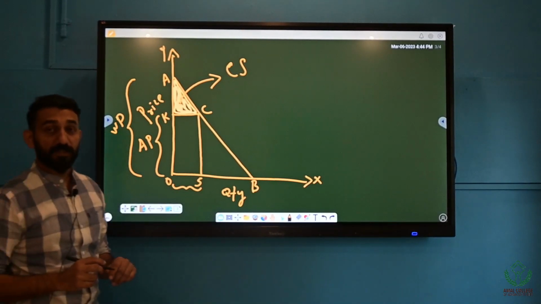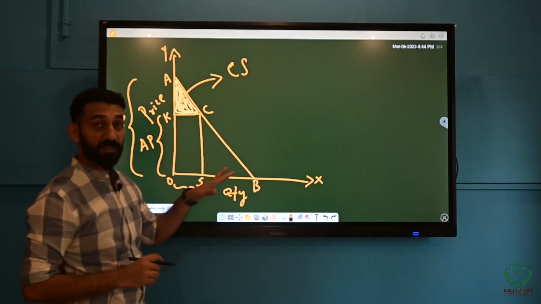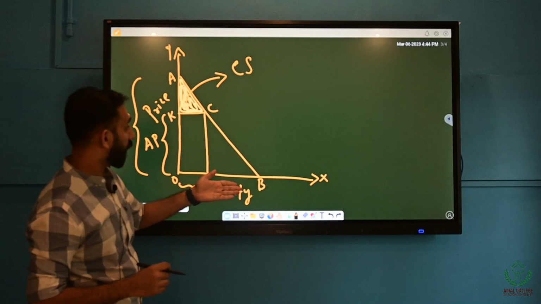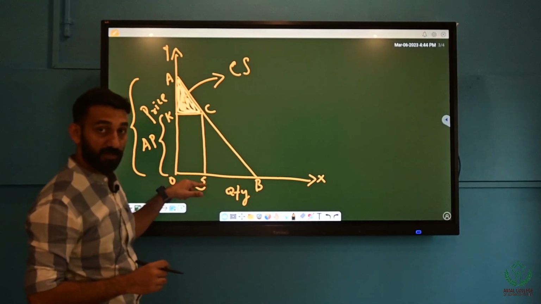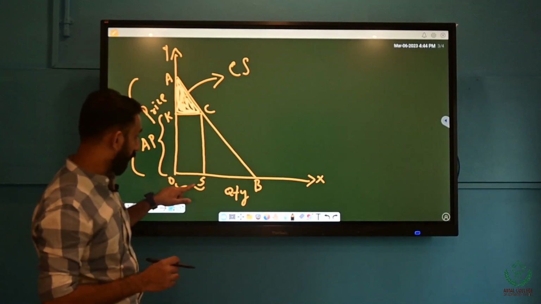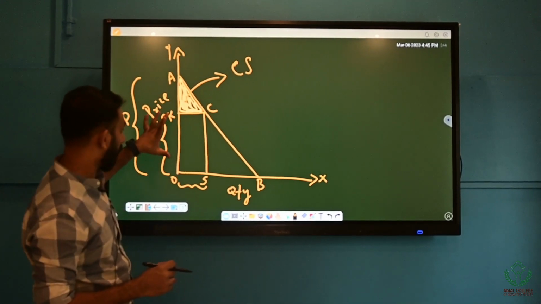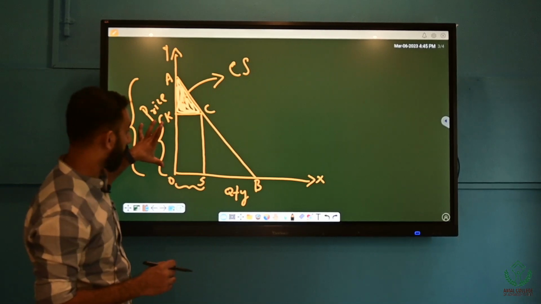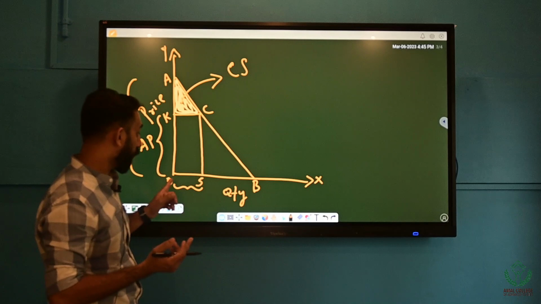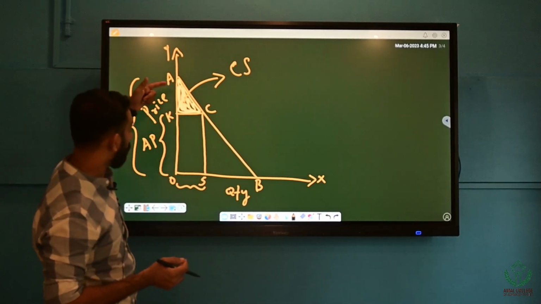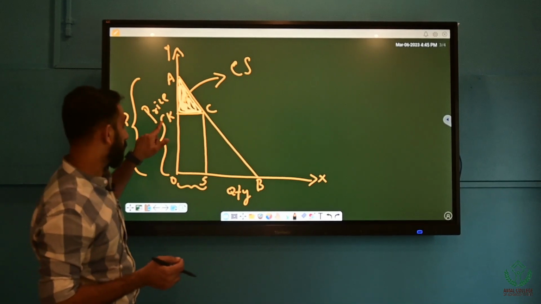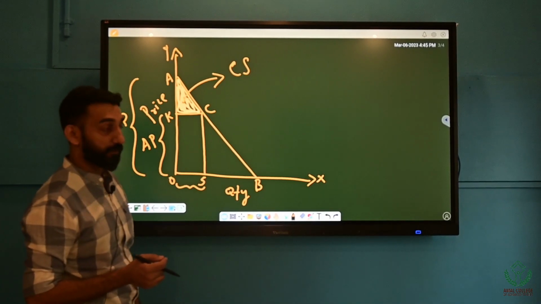So this is how we derive consumer surplus with the help of a diagram. We have a typical demand curve AB, and OS is the quantity which the consumer is paying for, and OK is the price of the product. OEA is the price which the consumer is ready to pay for OS. What he is actually paying and how much he is ready to pay, that difference is known as consumer surplus.